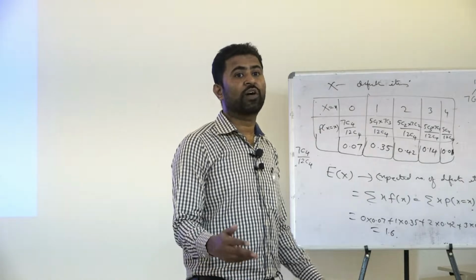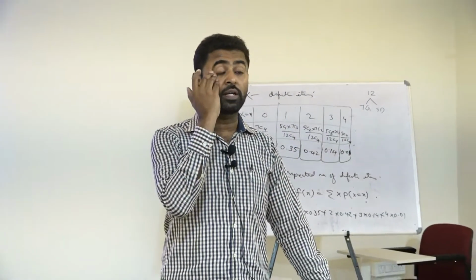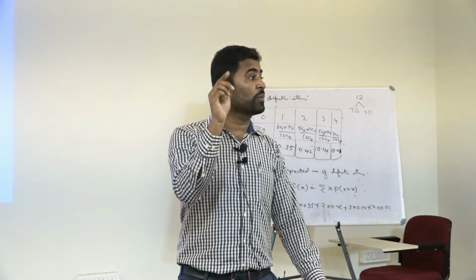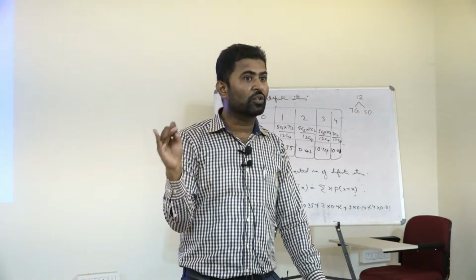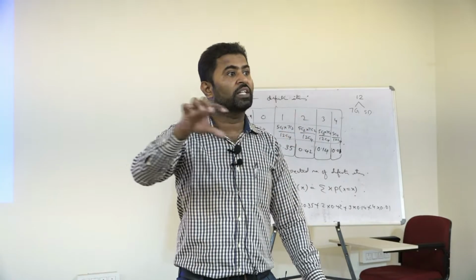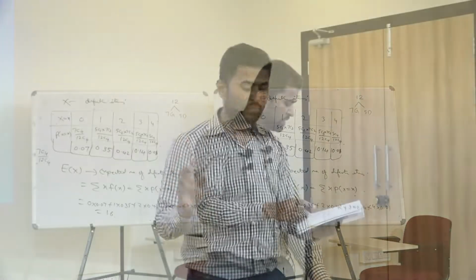If suppose you are asked to find the k value, you have the properties that f of x should be greater than or equal to 0 and summation f of x is equal to 1. If you are asked to find the value of k, then sum all the individual probabilities and equate it to 1, and that will give you the constant.